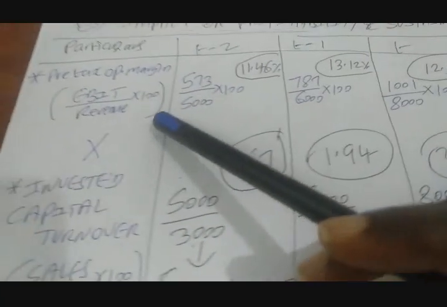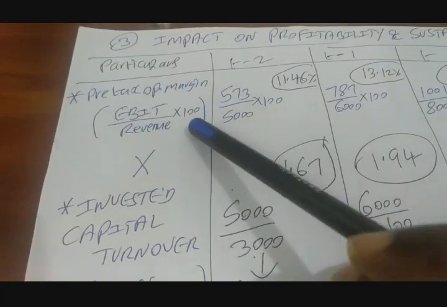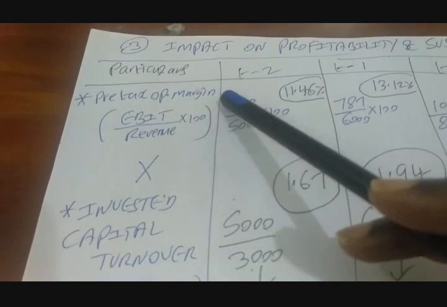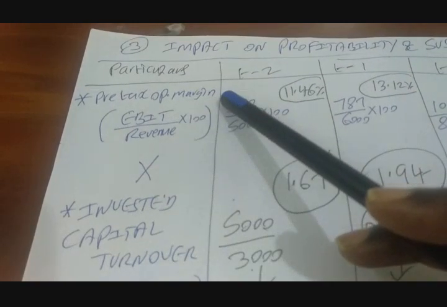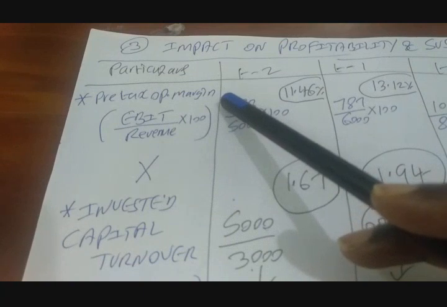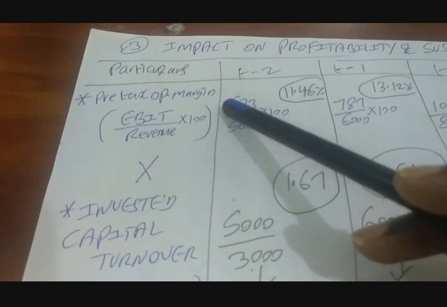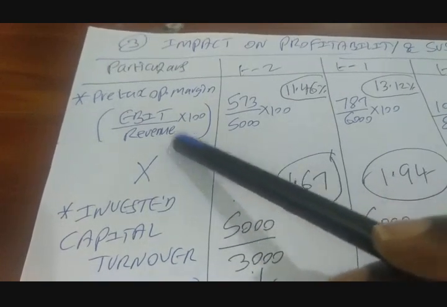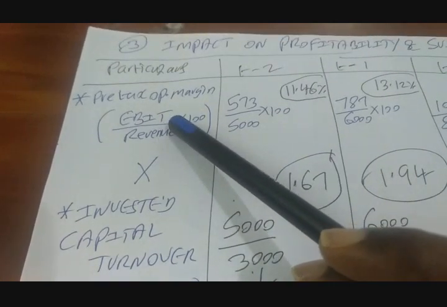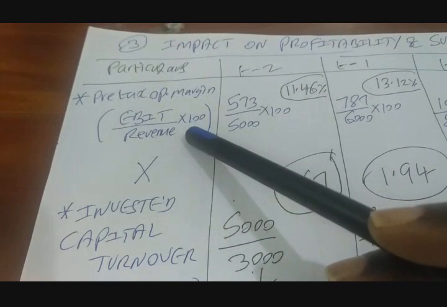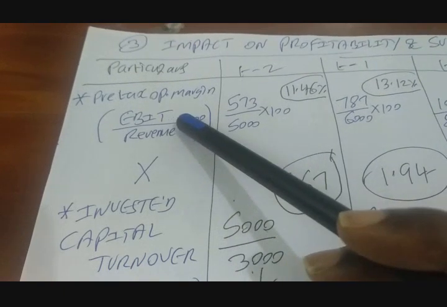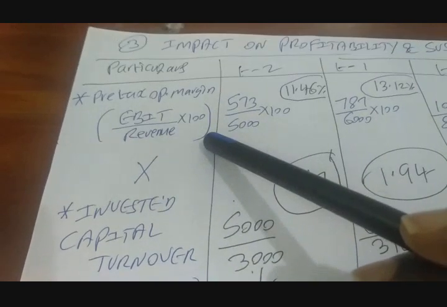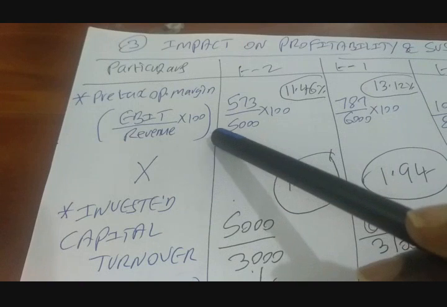We will start with profitability. We will start with the very first profit margin, that is pre-tax operating margin. That means before you consider tax, what is the operating margin for the company? That's what we are interested in. The formula is EBIT by revenue, earnings before interest and tax. Before paying tax, what is your operating profit? That is your EBIT.